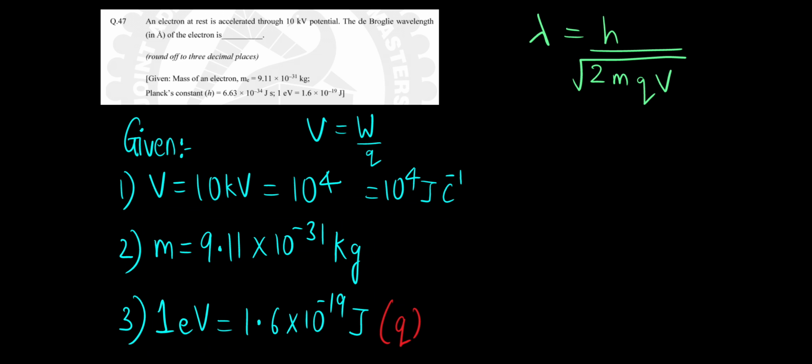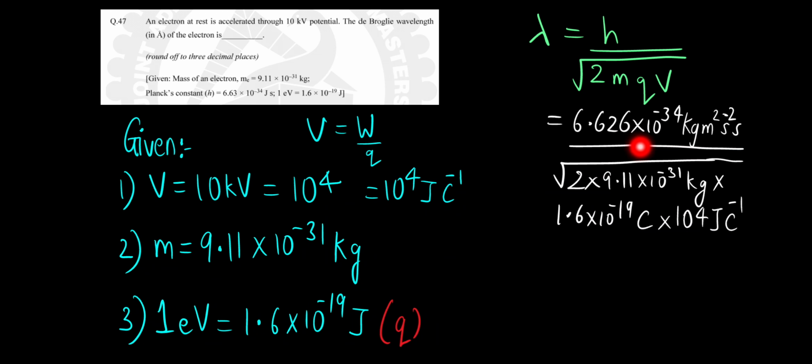Now you have to substitute. h is equal to 6.626 into 10 raised to minus 34 joule second. Joule I can write as kg meter raised to 2 second raised to minus 2, divided by root of 2 into m. Mass of electron is 9.11 into 10 raised to minus 31 kg, multiplied by Q, the charge of electron, 1.6 into 10 raised to minus 19 coulomb, multiplied by potential difference V, that is 10 raised to 4 joule coulomb inverse. Here coulomb and coulomb inverse will get cancelled, so that is the reason why I converted volt V to joule per coulomb. What about the other units?